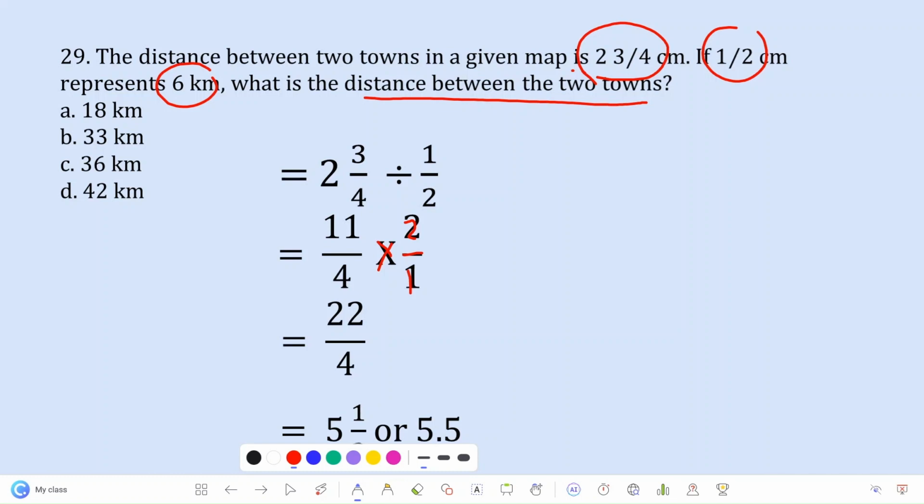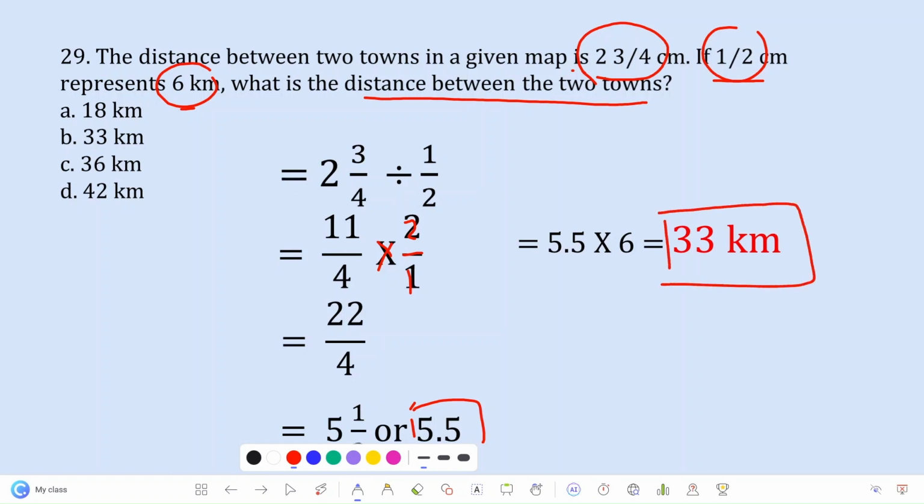Pero hindi pa dyan nagtatapos. Meron tayong 5.5 na 1/2 centimeter sa 2 and 3/4 centimeter. Ngayon, dahil ang 1/2 centimeter is equal to 6 kilometer, i-multiply naman natin ang 5.5 to 6 kilometers. Therefore, we will get 33 kilometers. At ito po ang ating final answer, and that is letter B.